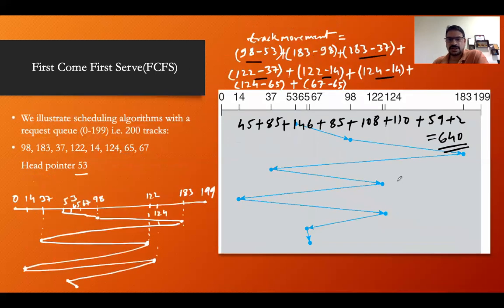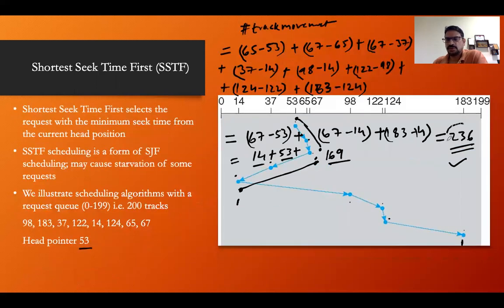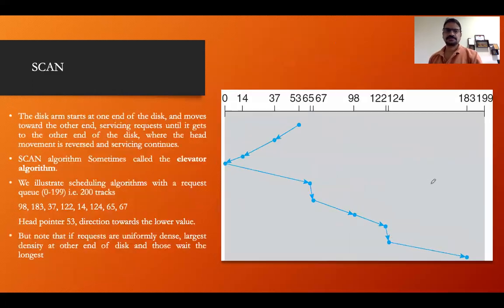So you see what drastic changes we have seen. Here, first come first serve, 640 track movement. Here, 236. So which is optimal? The shortest seek time first is the optimal version of it. Sometimes for some sort of request it might not, but in the average case, it is giving you the optimal result.